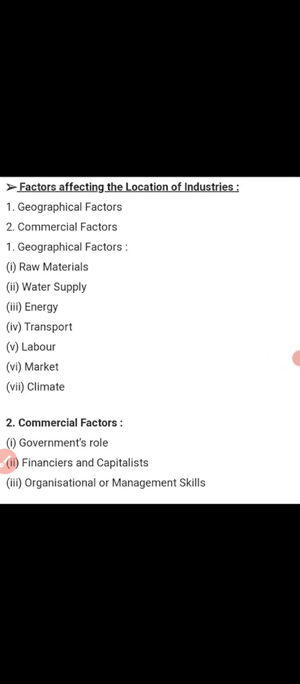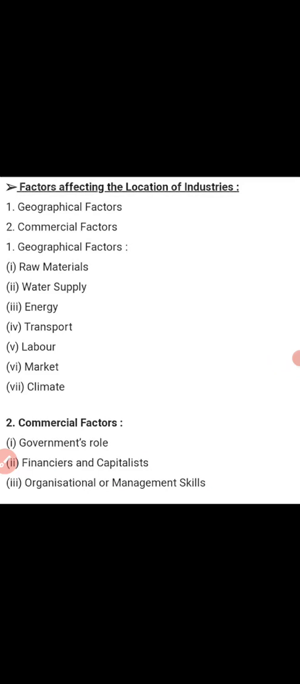Students, today we are going to continue our discussion over chapter 13A, that is agro-based industries. Yesterday we talked about what is industry and why is it important. Today let us see some factors that are affecting the location of an industry. As you all know, industries are located at different places and different conditions.